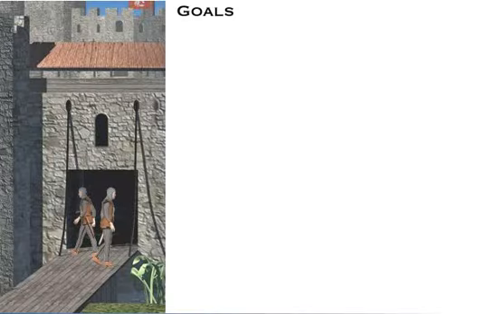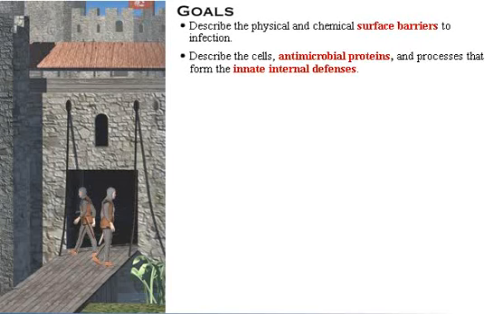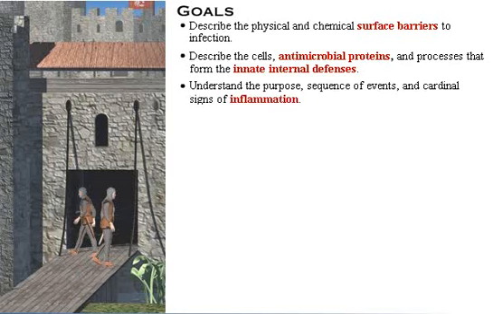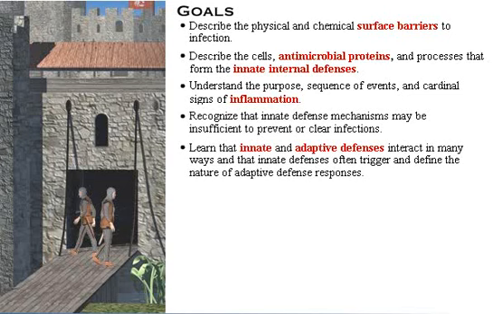Your goals for learning are to describe the physical and chemical surface barriers to infection, to describe the cells, antimicrobial proteins, and processes that form the innate internal defenses, to understand the purpose, sequence of events, and cardinal signs of inflammation, to recognize that innate defense mechanisms may be insufficient to prevent or clear infections, to learn that innate and adaptive defenses interact in many ways, and that innate defenses often trigger and define the nature of adaptive defense responses.